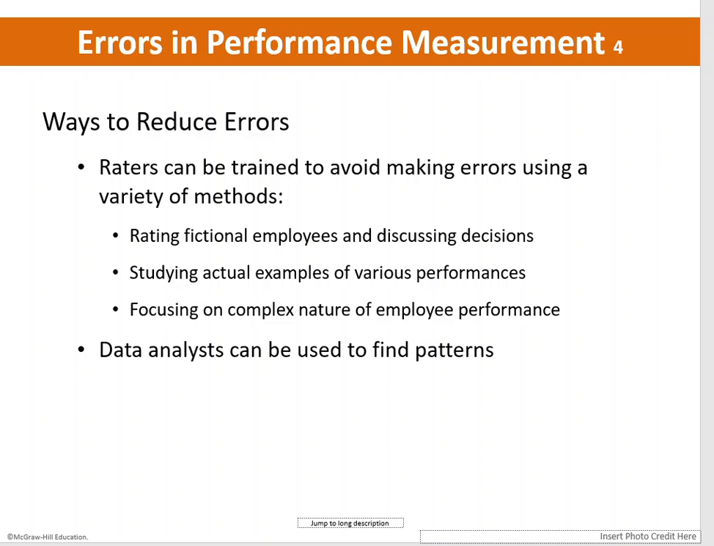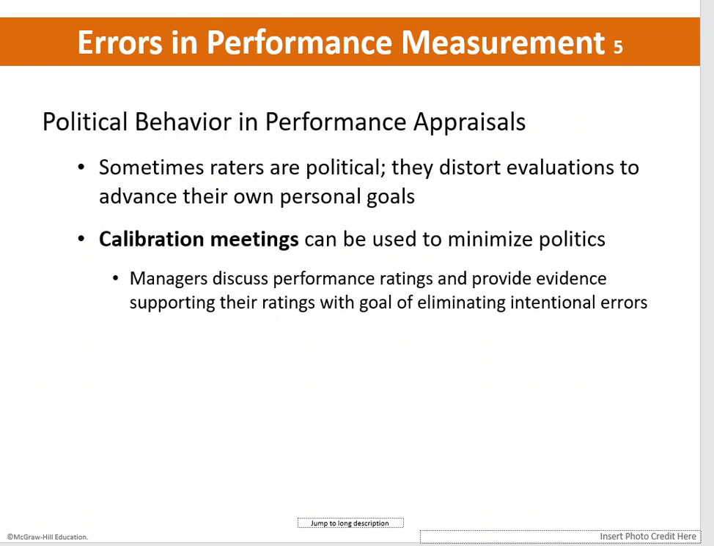Okay, ways to reduce errors. Raters can be trained to avoid making errors using a variety of methods. You could rate fictional employees, have a little bio written up and have them rate that employee based on that to get some practice, and then you can discuss the decisions. Studying actual examples of varied performances, focusing on the complex nature of employee performance, and data analysts can be used to find patterns. You can compare manager A to manager B and see that I consistently rate people lower, and that would be a way to reduce errors.